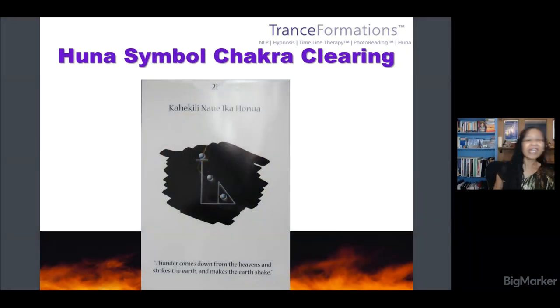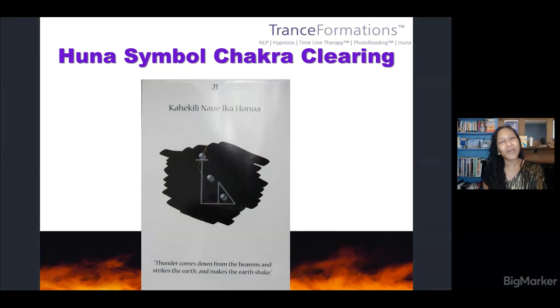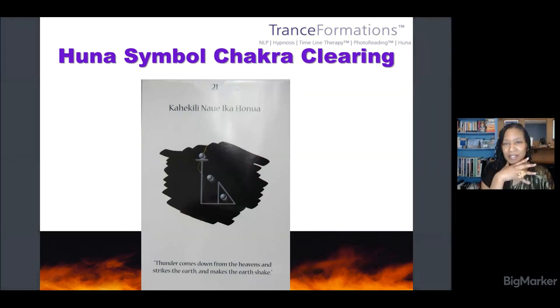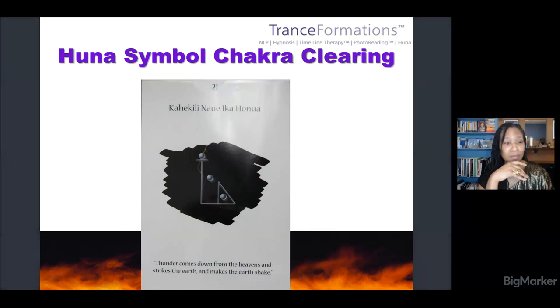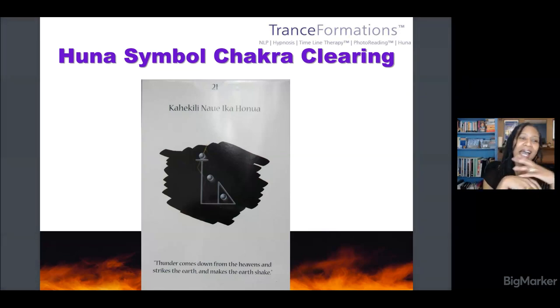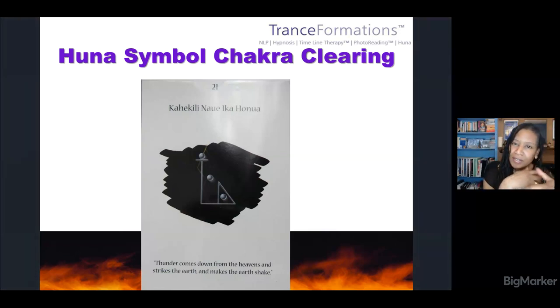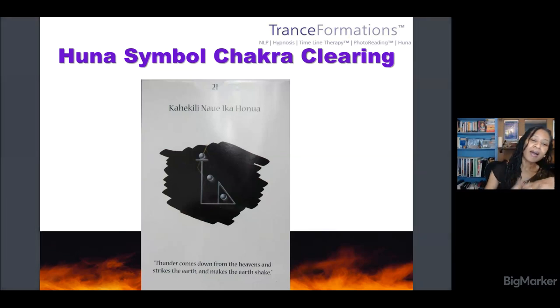We're also going to be, for those of you who hear me talk about Huna, if you maybe haven't interacted with things I've done before, this is one of the Huna symbols. There are 36 of them. I love Huna. It's one of my favorite modalities. It's right up there. And so we're going to be doing some Huna symbol work. We're going to be doing some chakra clearing and rebalancing and doing the Huna sessions as part of this as well.